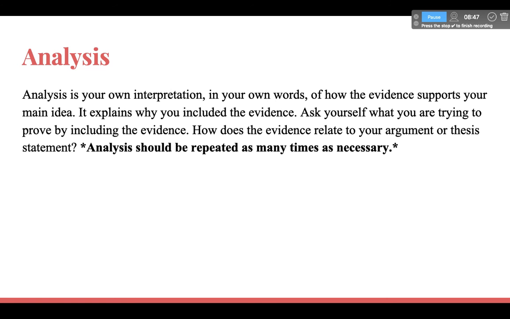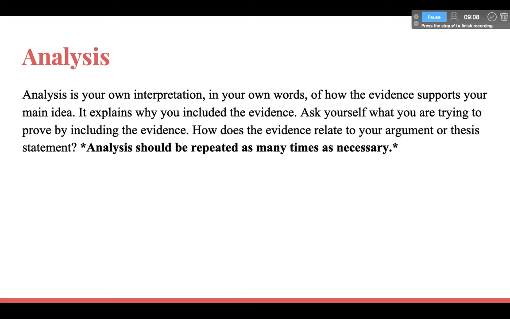And next we have analysis. Analysis is your own interpretation, in your own words, of how the evidence supports your main idea. It explains why you included the evidence. Ask yourself what you are trying to prove by including the evidence. How does the evidence relate to your argument or thesis statement? Analysis should be repeated as many times as necessary.